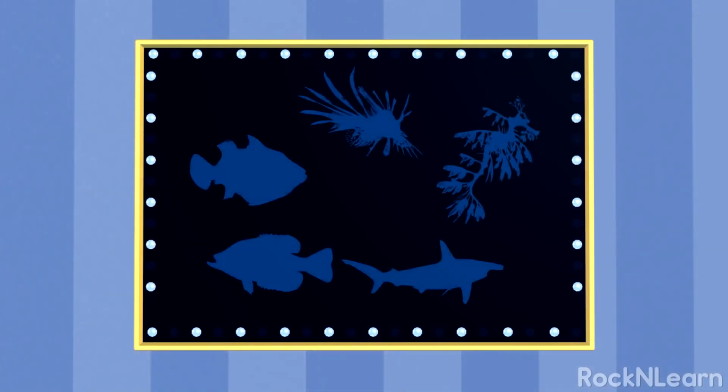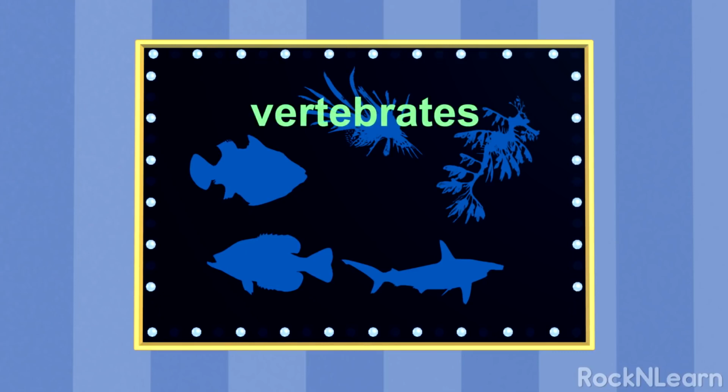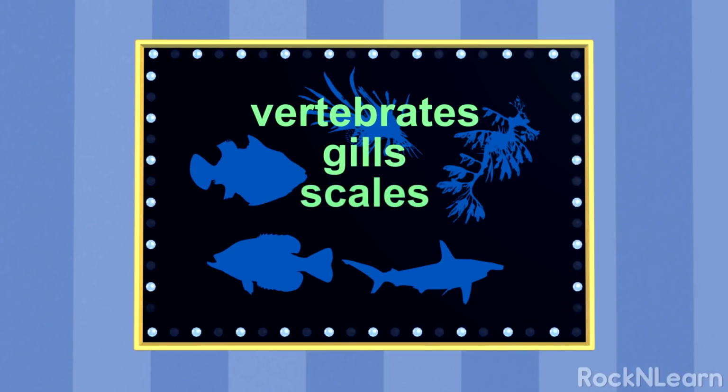Okay, second round. Listen closely. All of the animals from this group are vertebrates, which means they have a spine. They have gills for breathing underwater. Most of the animals in this group are covered in scales and have fins. Do you belong to this group?